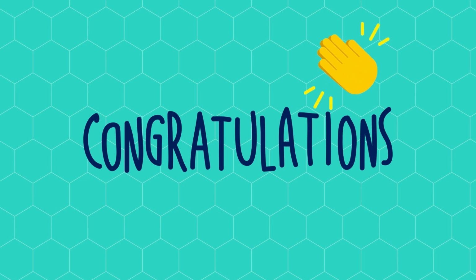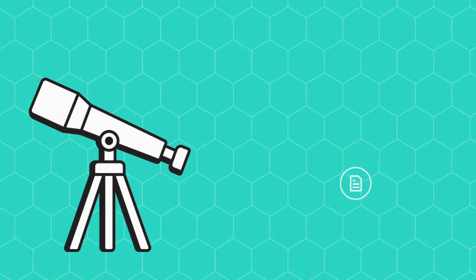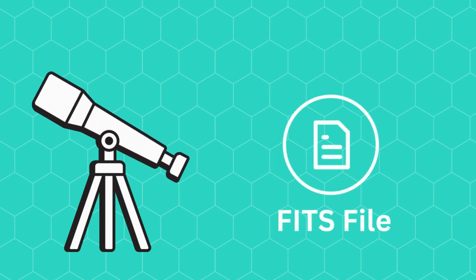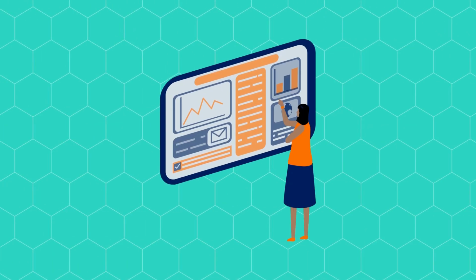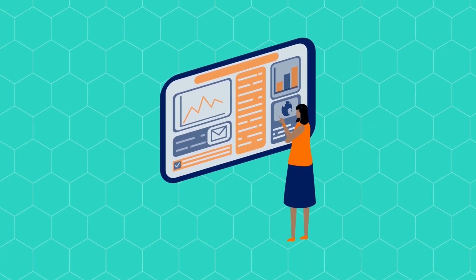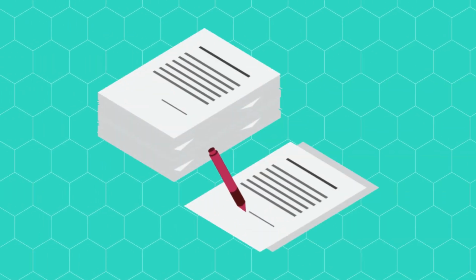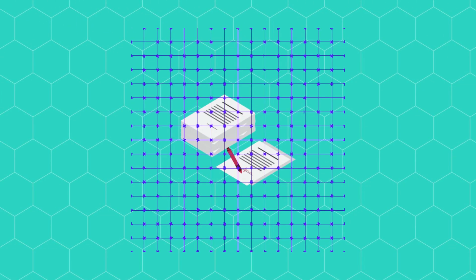Congratulations, your observation is ready. What's next? Your observation is actually a kind of data file called a FITS file. You can use this data to make a nice image, but you can also use it to carry out measurements and investigate your observation. Think of the FITS file as a document that contains a lot of information, including the pixels that make up the image.